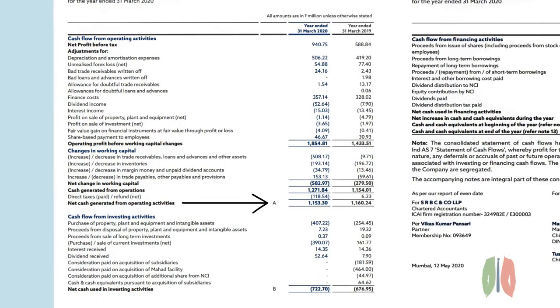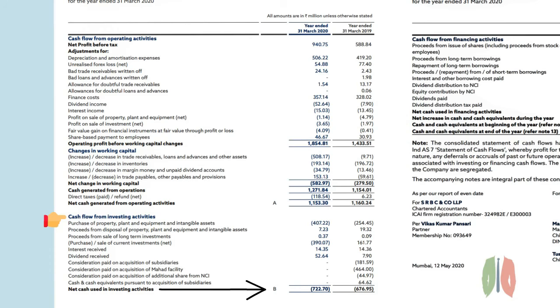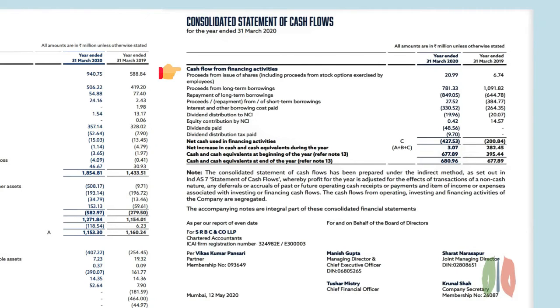So the next, cash flow from investing activities. The net cash used in investing activities is 722.7, which is B. And cash flow from financing activities, which is by repaying the loan amount or getting the loan, dividend payment, etc., will be coming under this. So the net cash used in financing activities is 427.53, which is C. So here we can see some figures are in brackets, some are not in brackets. The figures which are not in brackets are the cash that is coming into the company, and the figures in brackets are the cash flowing out of the company.